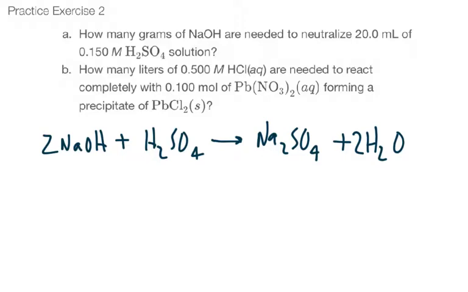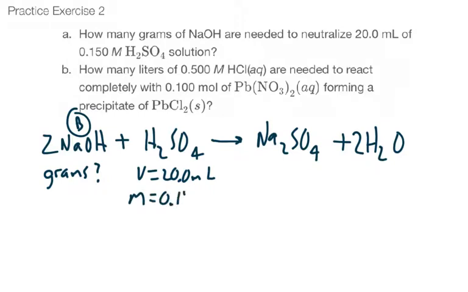Okay? And let's put in the information that's given. They want to know how many grams of NaOH, so they're looking for the mass of NaOH. We'll call this B. The given in this problem is we are told that we have a volume of 20 mLs of H2SO4. We have a molarity of 0.150 molar. And this is the given.